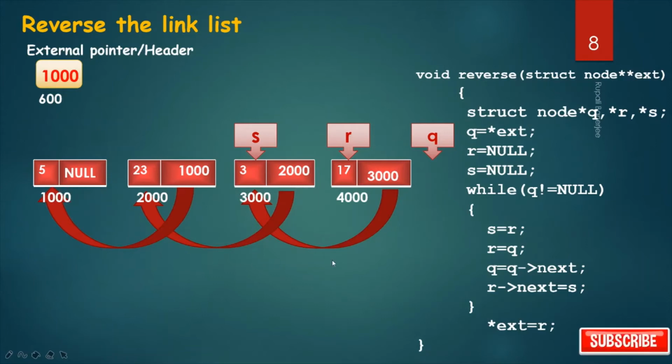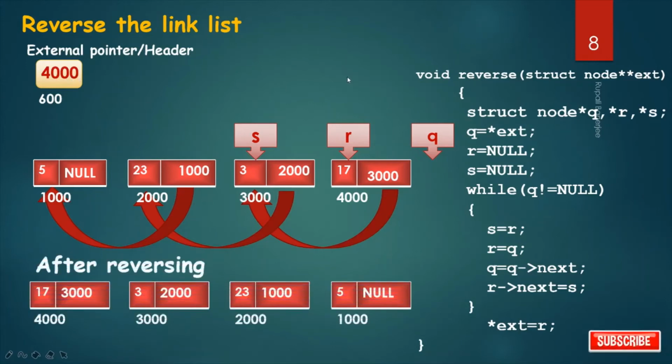But one thing is still remaining. That is because this is our first node, so the external pointer contains the address of our first node, that is 4000. So 4000 means it is R. So here star ext you have to give R, that is 4000. Now after reversing, the linked list is like this. In this way you can reverse the linked list.